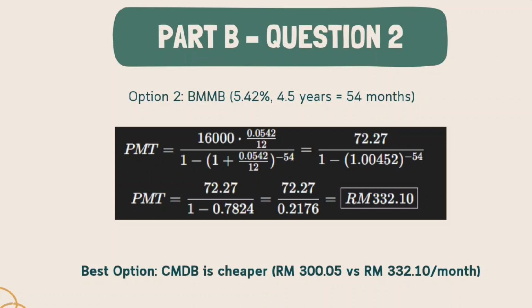As we have calculated option 1, we now calculate option 2 to compare with each other. Option 2, BMMB, is given 5.242% and 4.5 years, equivalent to 54 months. We use the information given and the formula, and we get the final answer for option 2 of 332 ringgit and 10 cent. The best option is CIMB, because it's cheaper: 305 ringgit versus 332.10 per month.